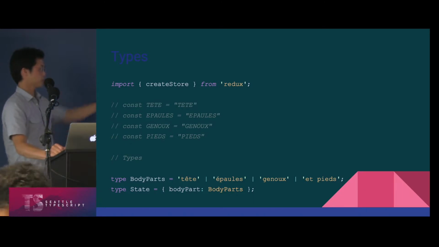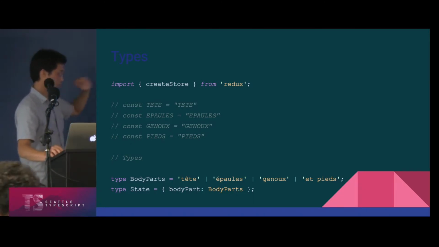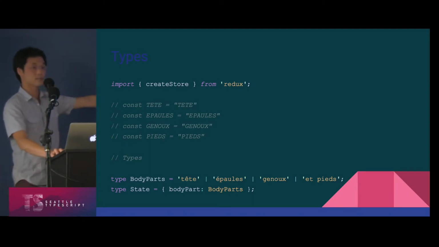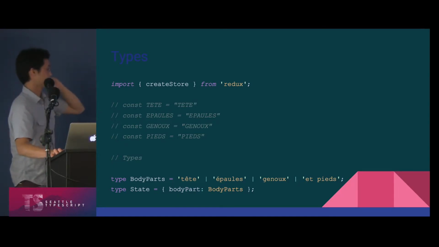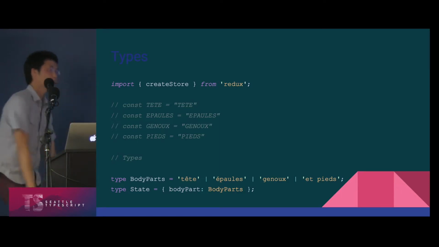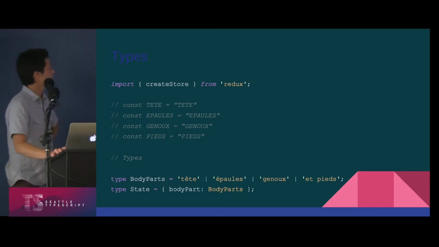But if you use string literal union types, you can reduce it into a single line, and you don't have to have the messy capital letters, shouty capital letters everywhere. So this Redux is going to eventually sing "T'es pas genou et pied," because somebody took too much French.